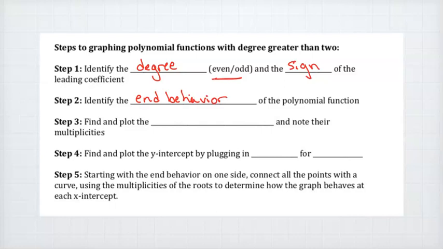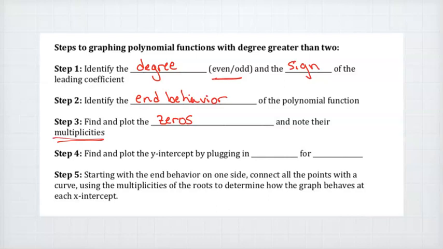What are the ends doing? Are they both pointing up? Are they both pointing down? Is it going up from left to right, down from left to right? Then you're going to find and plot the zeros, and you're going to note their multiplicities. And remember, multiplicities tell us how the function behaves at those zeros. So you're going to want to make a note of their multiplicities.